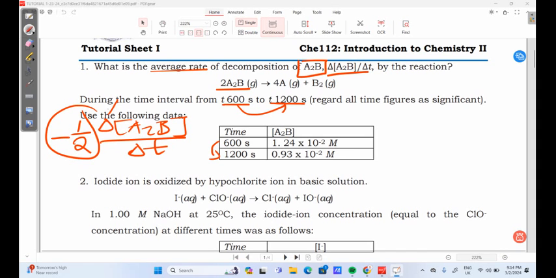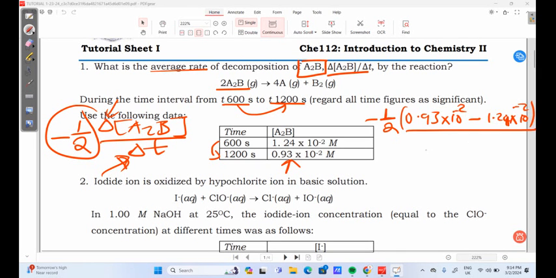Now, delta, if you've done calculus, you know what it means: change, or a difference, right? So it's going to be negative 1 over 2. Now, subtract the final minus the initial. The final concentration was 0.93 times 10 to the power negative 2 minus 1.24 times 10 to the power negative 2, divided by, again, the change in time as well, 1200 minus 600. You can simplify that beyond that point to find the exact answer.